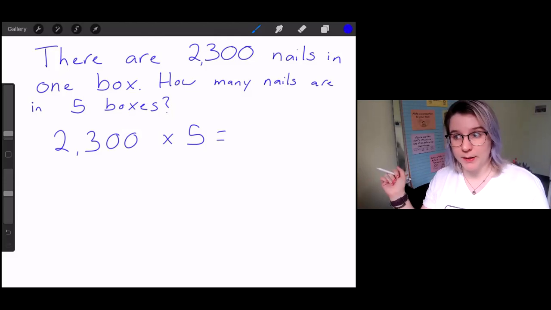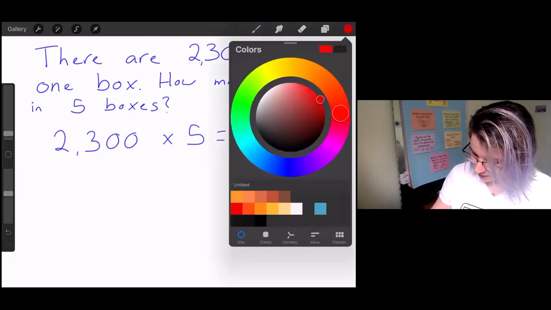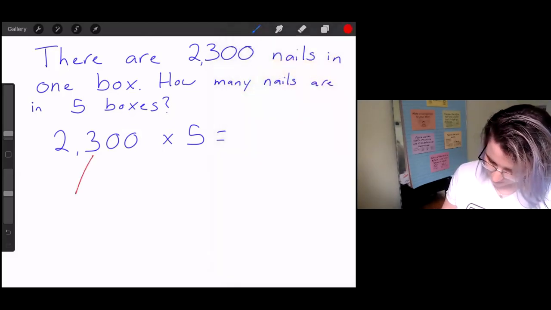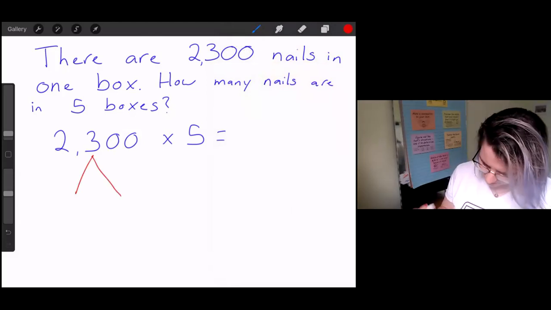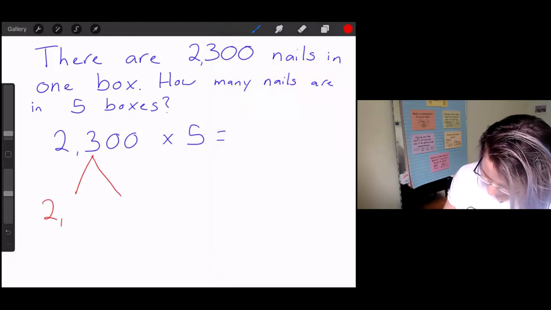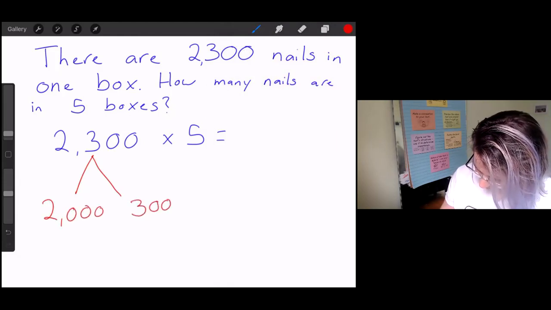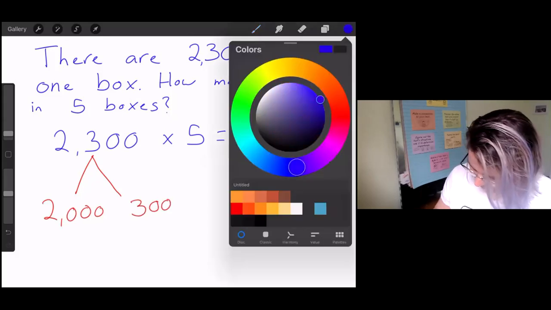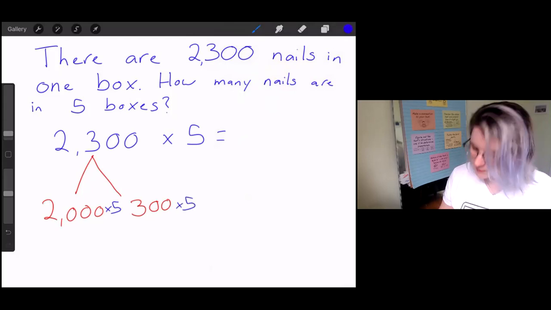I see a few ways we can do it. We could do pretty much the same thing we did earlier, where we break down 2,300 into easier to digest numbers like 2,000 and 300. And then we multiply both of those by 5.